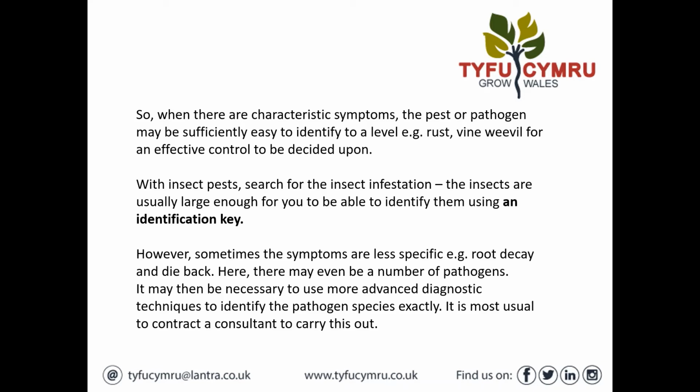Most pathogens are very tiny organisms, but with insect pests, you can actually search for the insect, look for the infestation. The insects are usually large enough for you to be able to identify them using an identification key. And this is a list of characteristics of the insect that describe the insect. And from this key in a book or off the web, you should be able to get close to identifying the insect species.